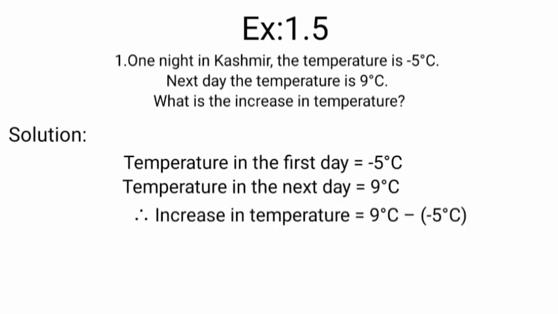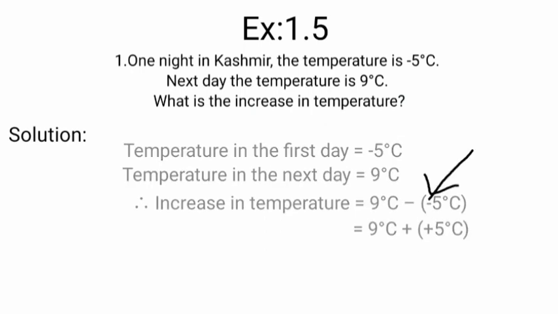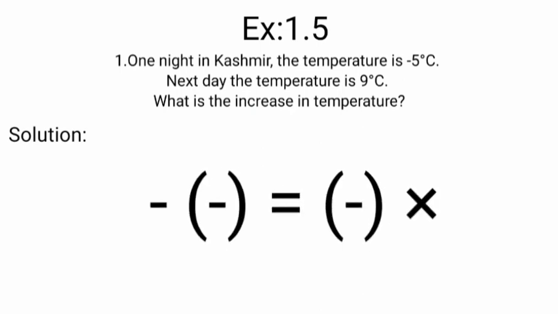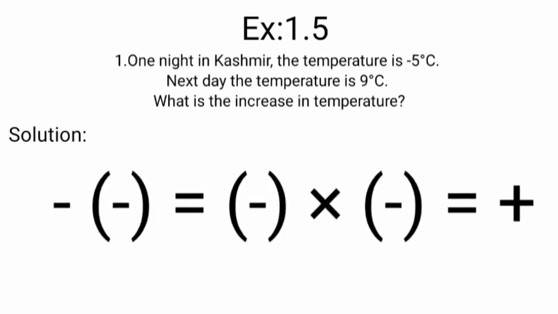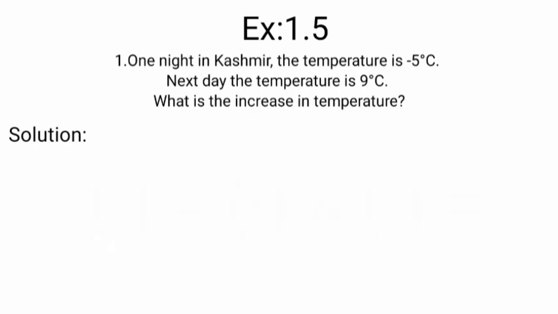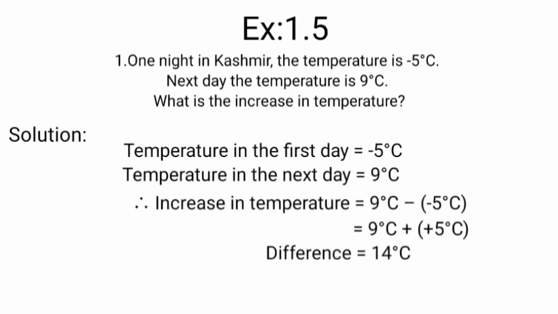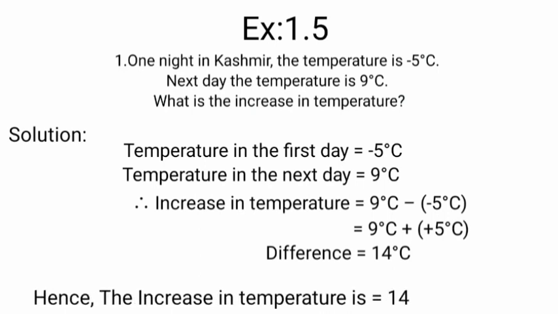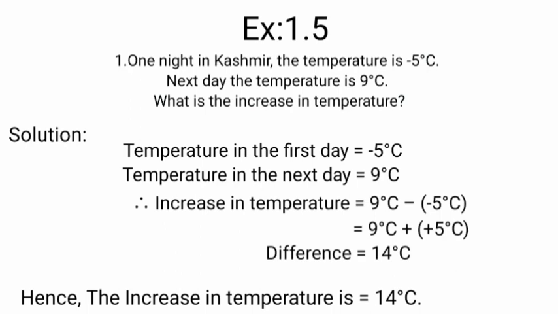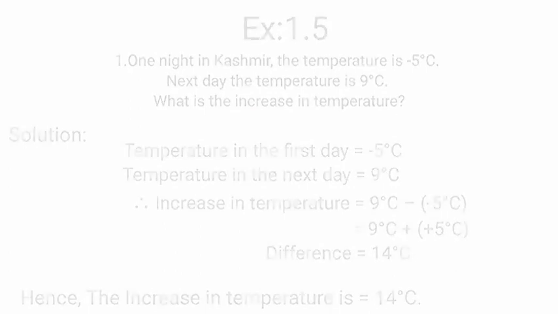Therefore, the increase in temperature is equal to 9 degrees Celsius minus of minus 5 degrees Celsius. Minus of minus means minus into minus, which is equal to plus. So we need to add 9 degrees Celsius with 5 degrees Celsius. When we add 9 with 5, we get 14 degrees Celsius. Hence, the difference in temperature is equal to 14 degrees Celsius, which is the required answer.